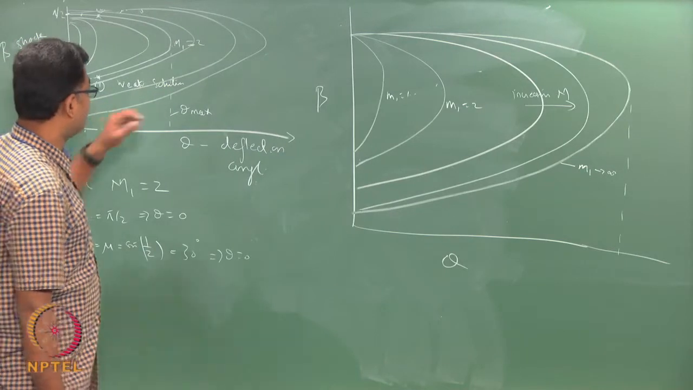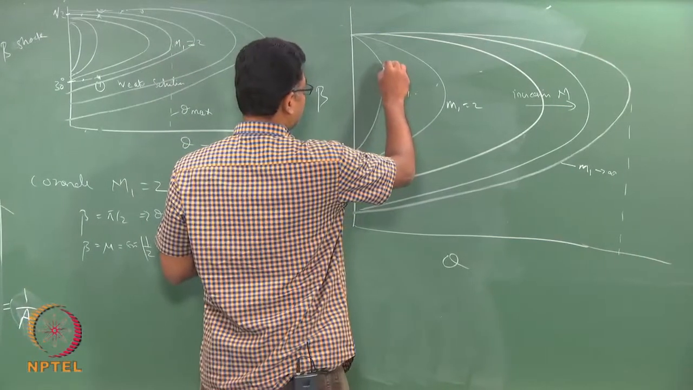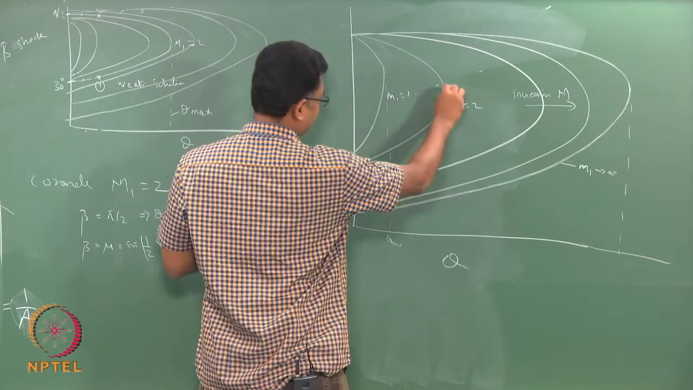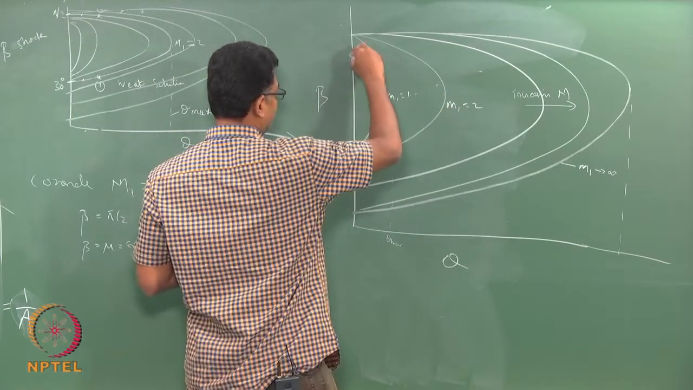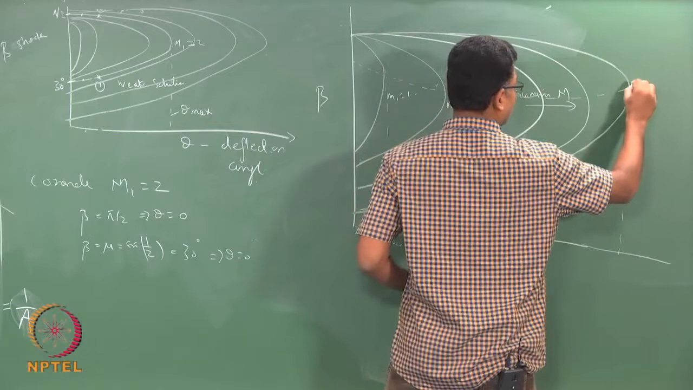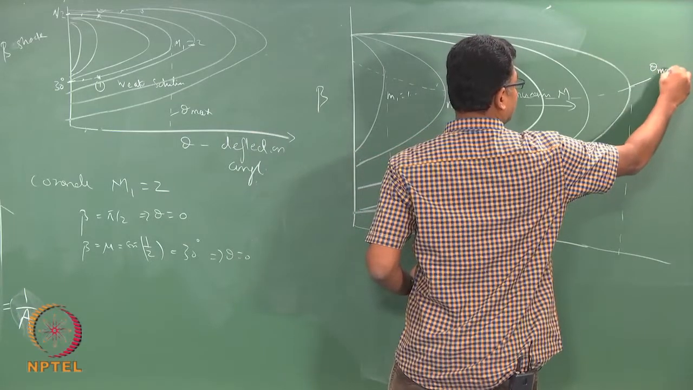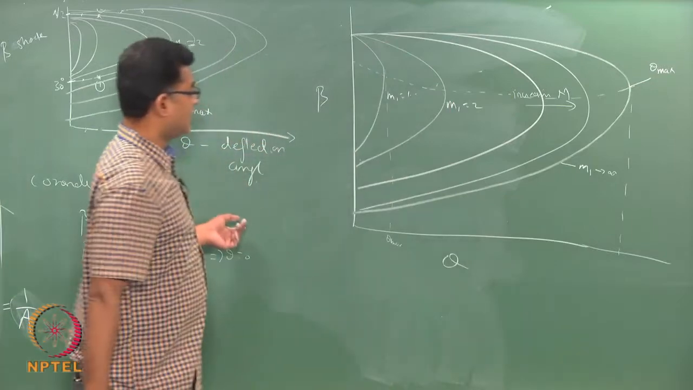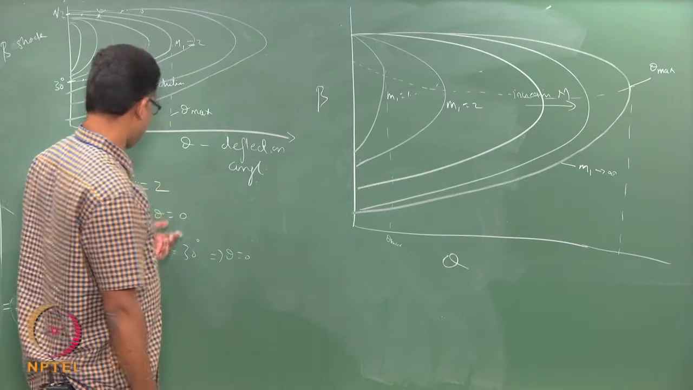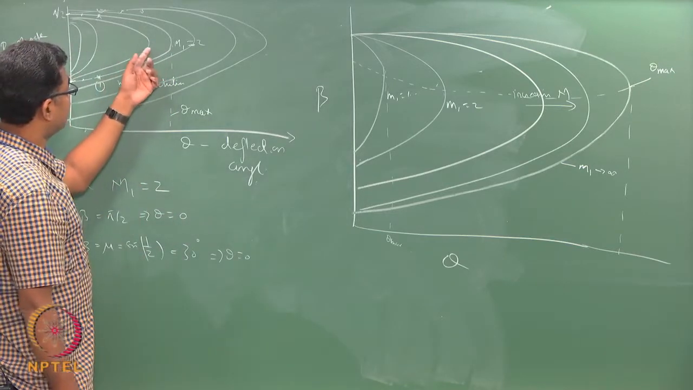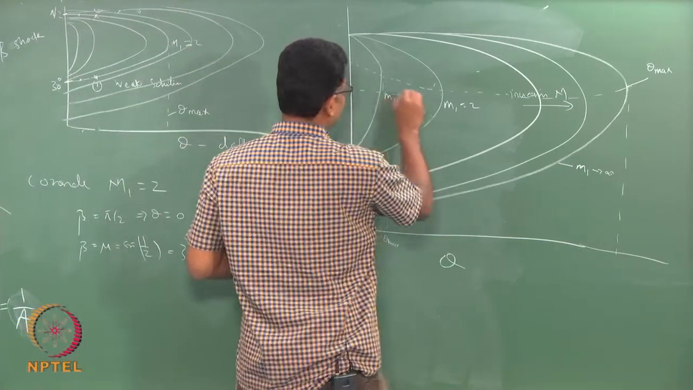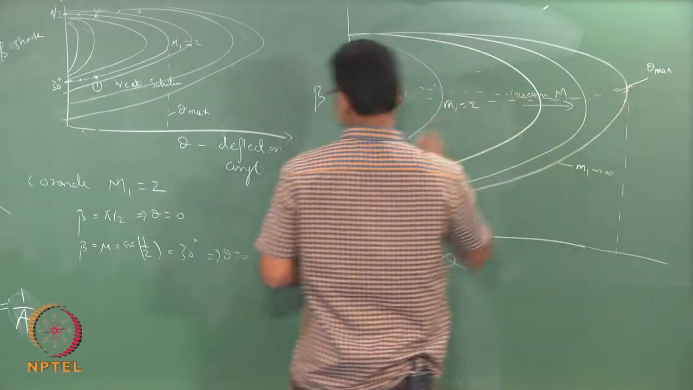So, I can get the tangent of this theta max for different M1. If I take the locus of those points of theta max, I would get a line like this. So, this is my theta max line. Likewise, I can get the beta at which you get M2 equals 1, that would be my sonic line. It would be here.